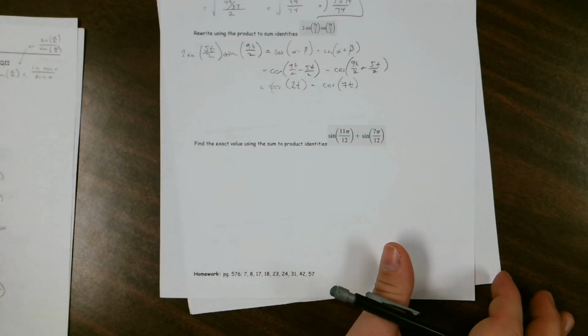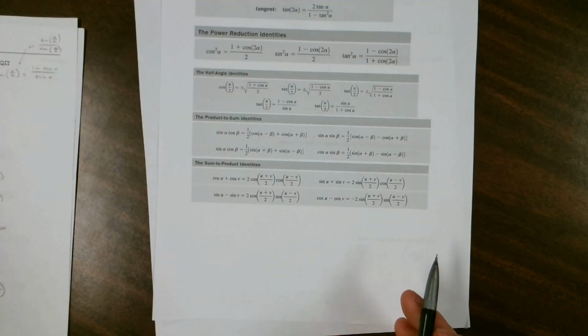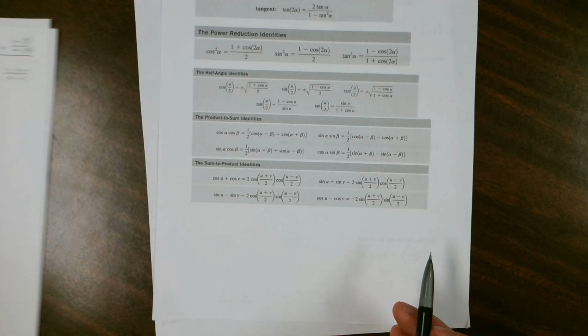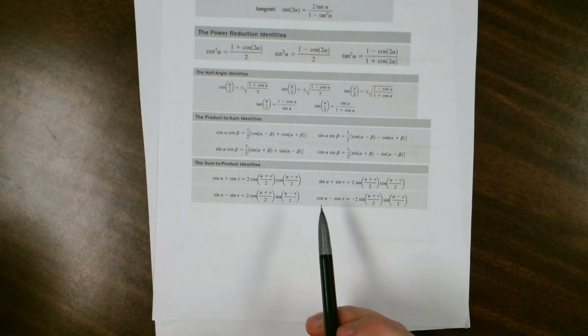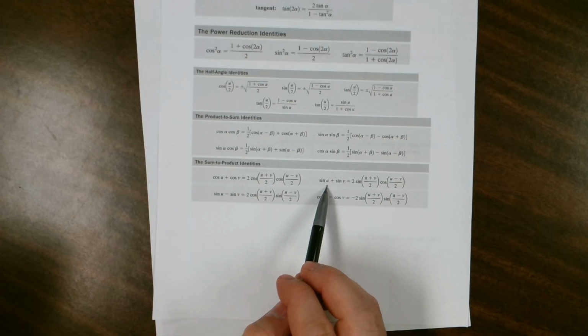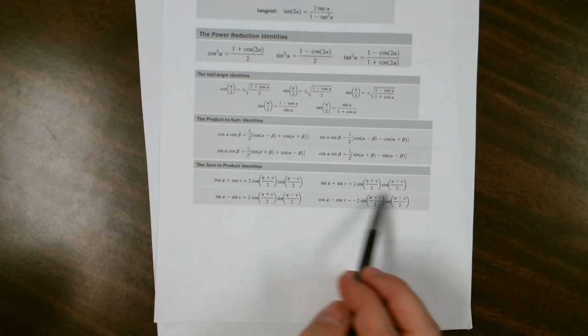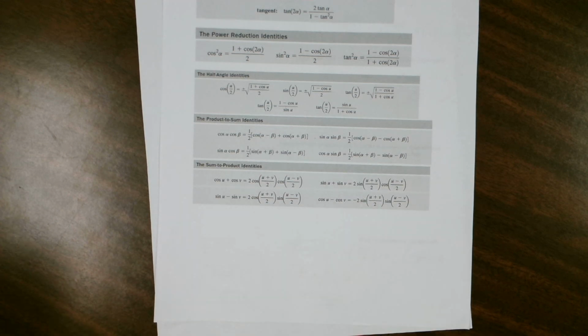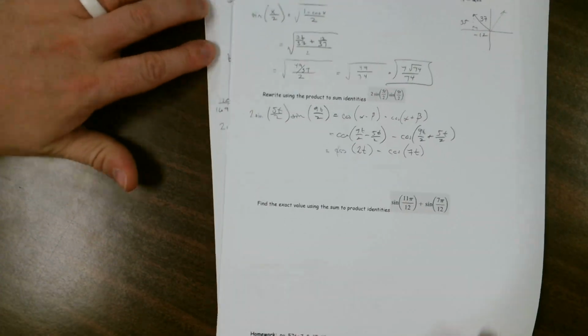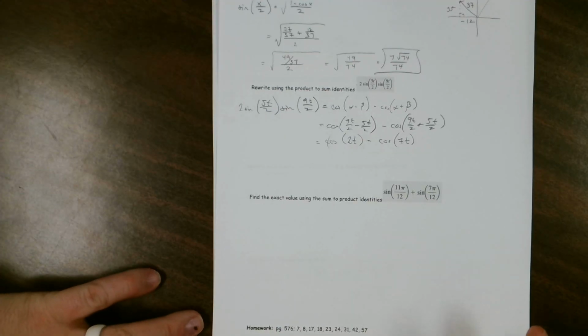Moving on to our last one, we are working with a sum to product, and if you look, we have a sine of an angle plus a sine of an angle, so that's going to be this one right here. Sine of u plus sine of v is equal to this big thing right here. We're simply plugging in u and v and simplifying. Okay, so our u is 11 pi twelfths and our v is 7 pi twelfths.